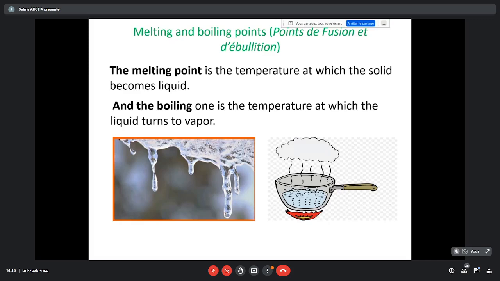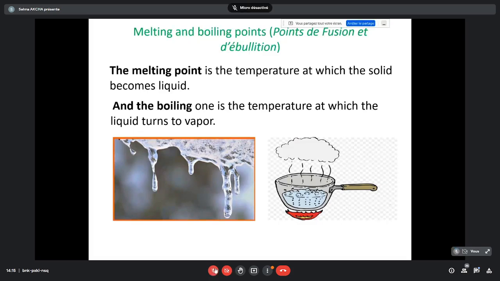What about the boiling point? The boiling point is the temperature at which the liquid turns to vapor. The liquid se transforme en vapeur. We can say the liquid turns to vapor, or we can say the liquid turns to a gas. In French, it's correct. Un gaz ou une vapeur. Vapor or gas. Okay? Do you understand? Yes. Did you understand, guys?